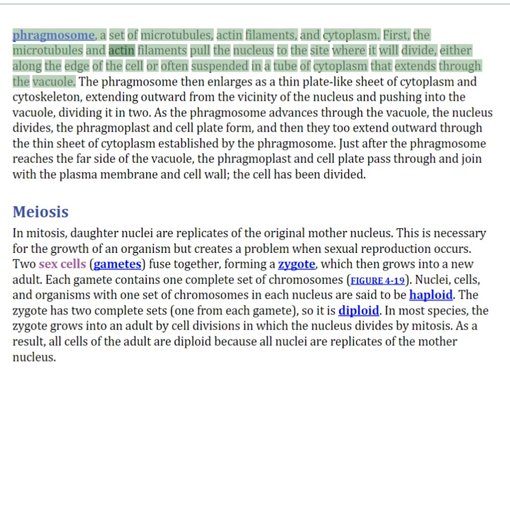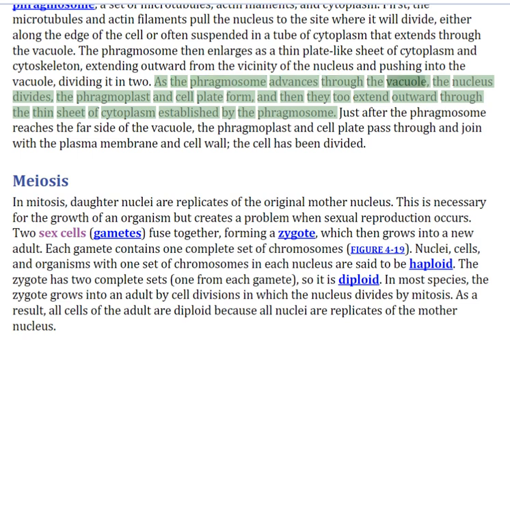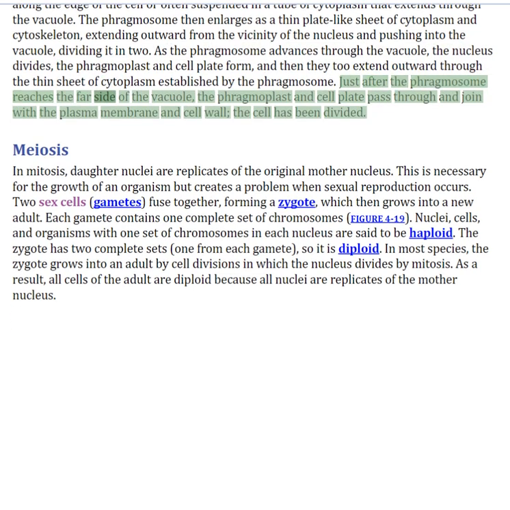First, the microtubules and actin filaments pull the nucleus to the site where it will divide, either along the edge of the cell or often suspended in a tube of cytoplasm that extends through the vacuole. The phragmosome then enlarges as a thin plate-like sheet of cytoplasm and cytoskeleton, extending outward from the vicinity of the nucleus and pushing into the vacuole, dividing it in two. As the phragmosome advances through the vacuole, the nucleus divides, the phragmoplast and cell plate form, and then they too extend outward through the thin sheet of cytoplasm established by the phragmosome. Just after the phragmosome reaches the far side of the vacuole, the phragmoplast and cell plate pass through and join with the plasma membrane and cell wall. The cell has been divided.